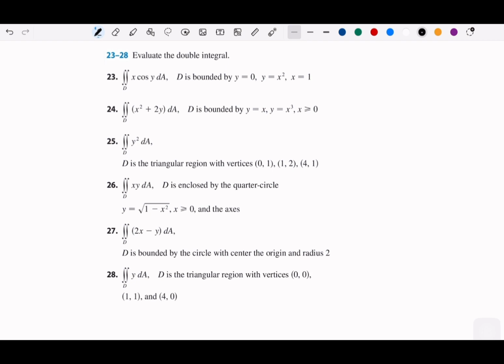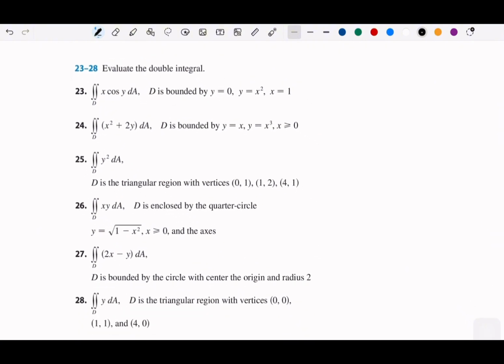Okay. Let's check number 23. Okay, now the idea in the double integral, the surface function is not really important to be drawn. The focus now is the region D. So we are going to focus on determining this part in the graph. So first maybe we draw that to make sure that we are doing the correct one.